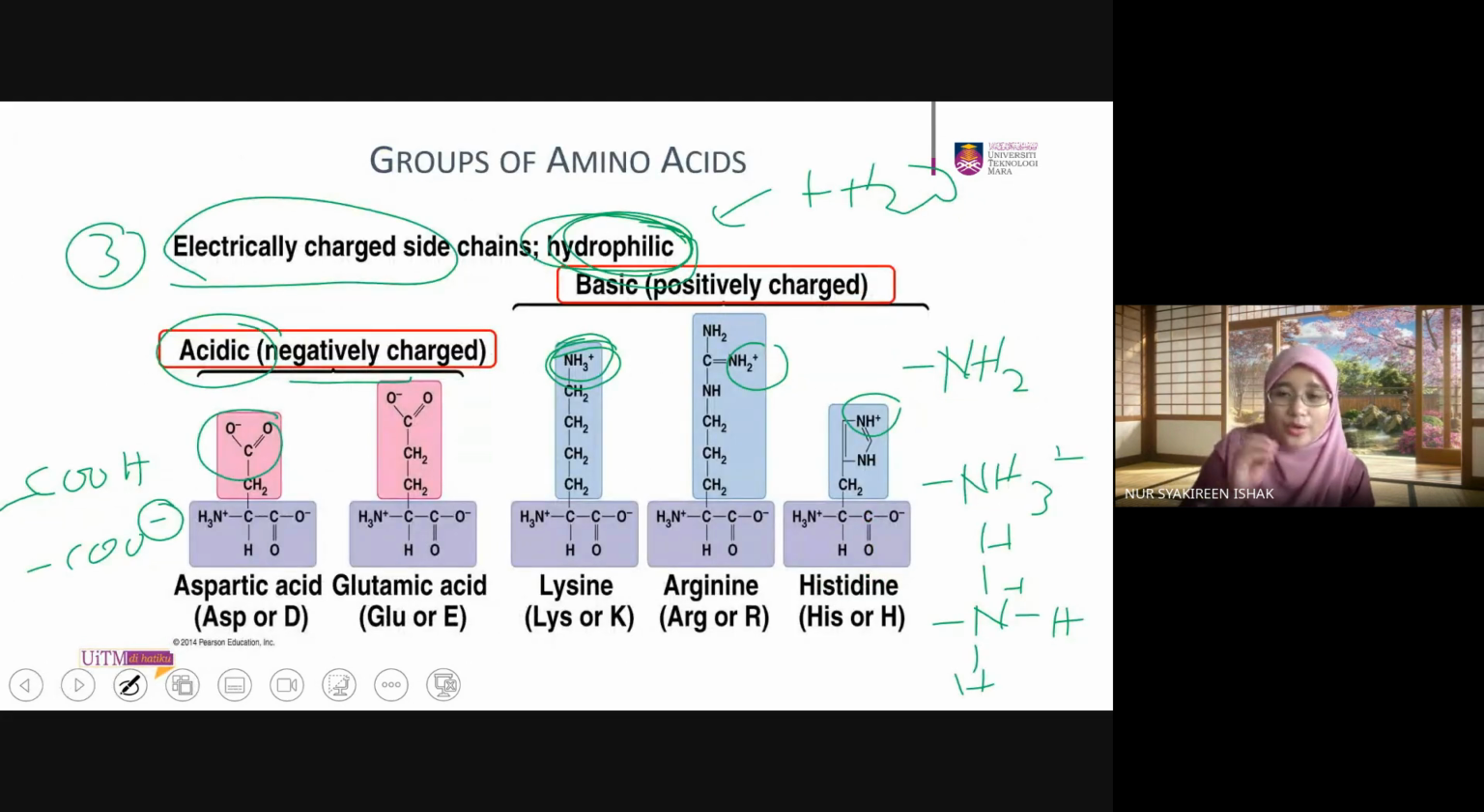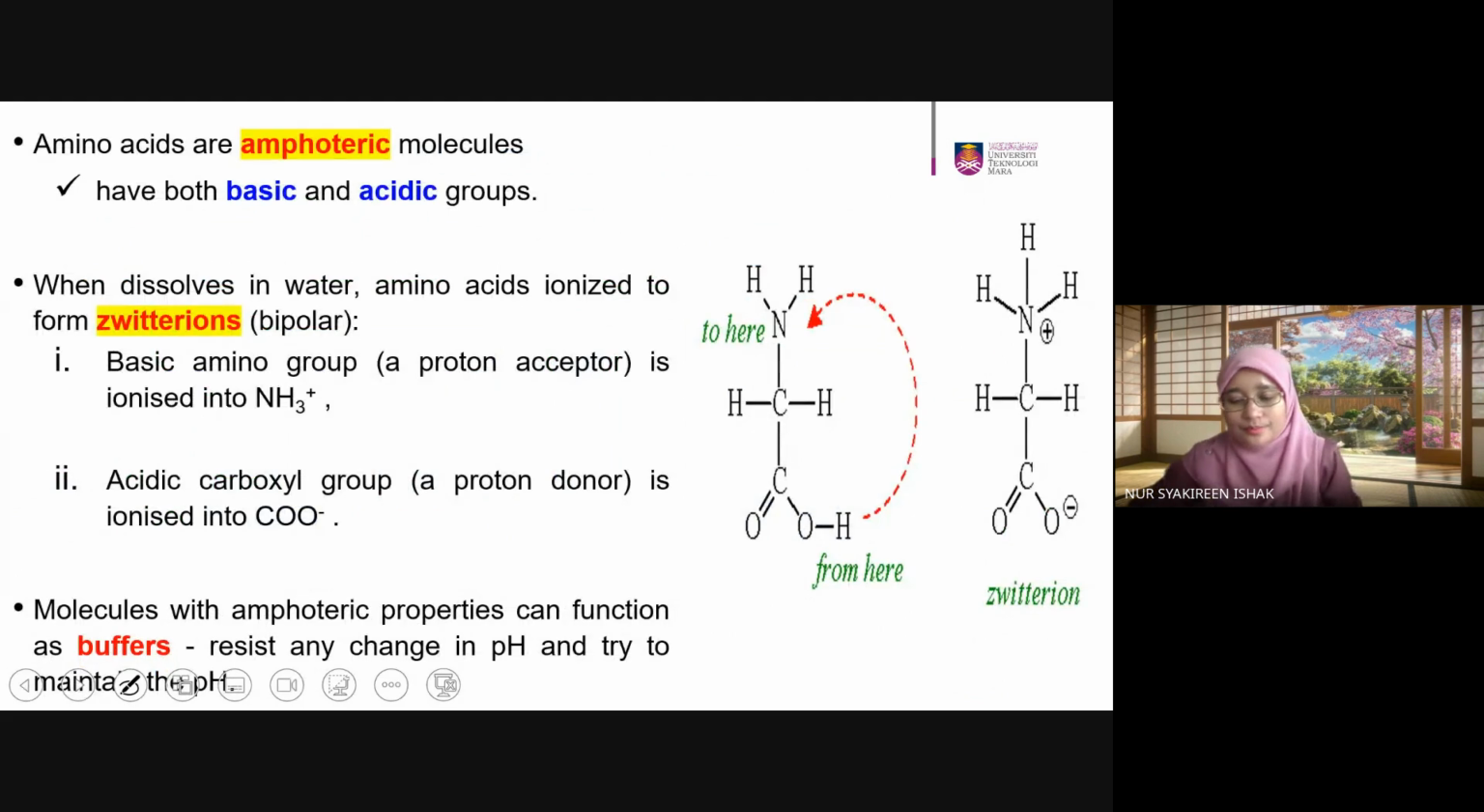So again, you are not required to memorize the specific structure of every amino acid. All you have to know is that when a structure of an amino acid is given during an exam or test, you have to be able to identify the type of amino acid, whether it is polar, non-polar, acidic, or basic. So those are the different groups of amino acids based on the side chain.